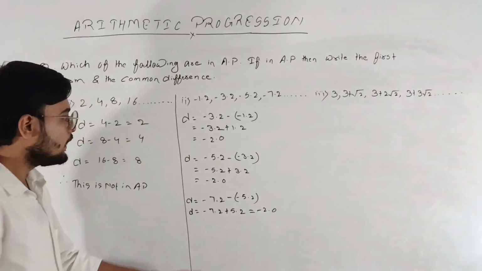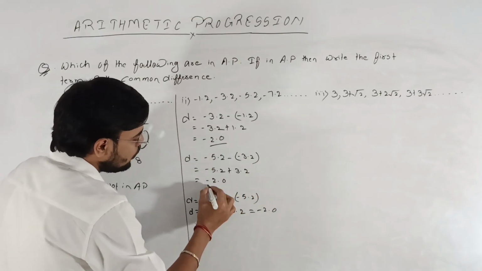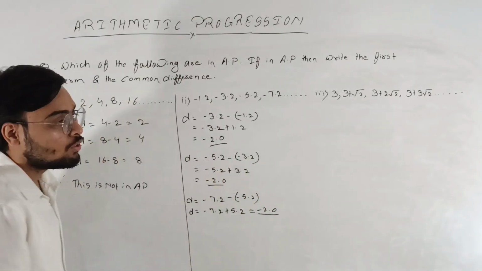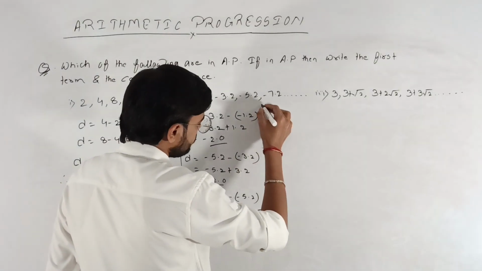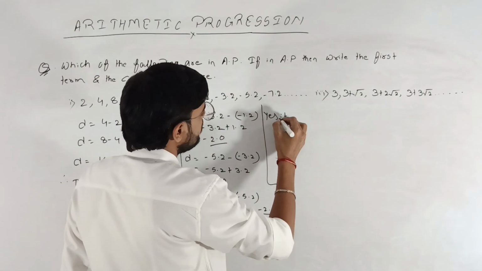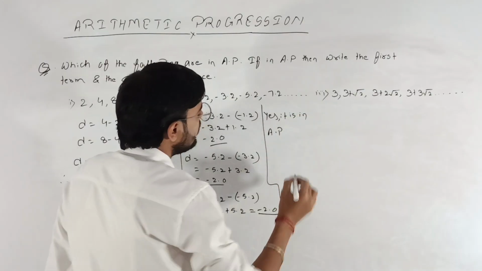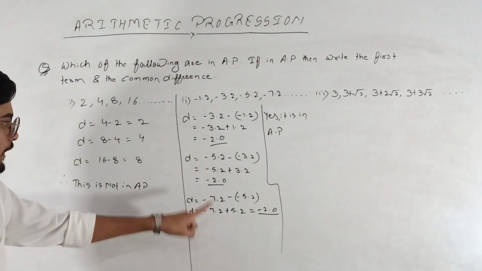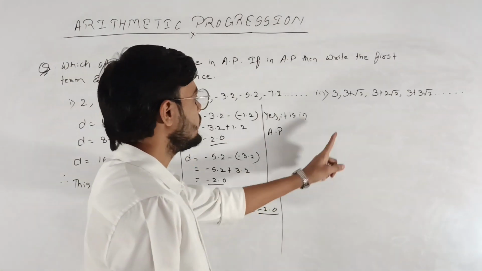So now look, in this sequence d is the same: minus 2.0, minus 2.0, minus 2.0 and minus 2.0. So this sequence is in AP. So I write here, yes, it is in AP. Why? Because the common difference is the same here, that is minus 2.0, minus 2.0 and minus 2.0. Now let's check the third one.